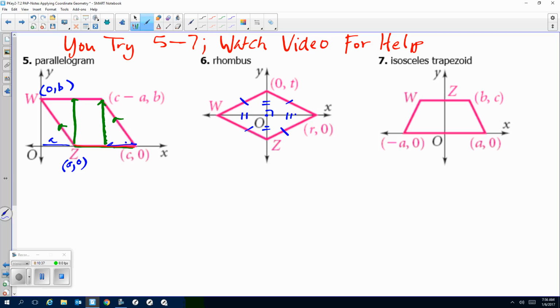Oops, that should be 3 marks. Okay, so I know that we have 0, t and r, 0. So right here, just for equal distance, this would be 0, negative t. And then for equal distance, this would be negative r, 0. And then for our trapezoid, if it's an isosceles trapezoid, the legs are congruent. This is centered at the origin. So we're going to have equal distances here.